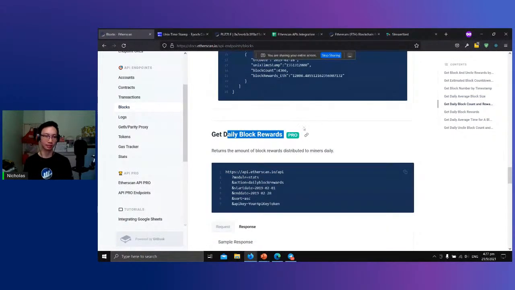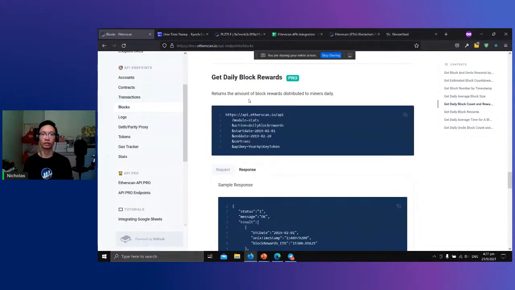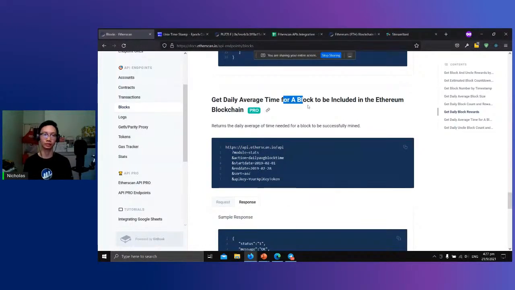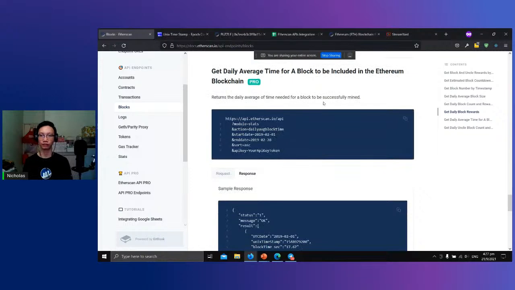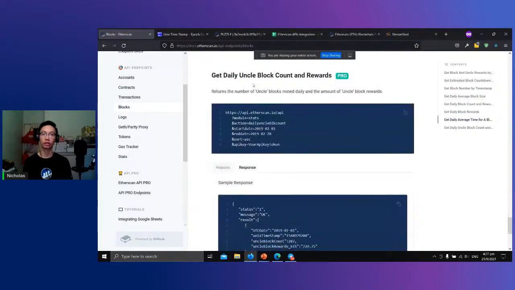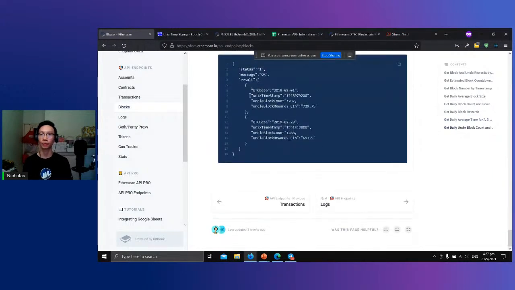Get daily block rewards, a similar thing. This is how many blocks were distributed to the miners every day within a 24-hour period. And next, get daily average time for a block to be included. This is a good metric of how congested the Ethereum blockchain is. It measures how long, on average, it takes for your block to get included in the Ethereum chain. Next, the uncle block count and rewards, similar to blocks, but this is for uncle blocks. And that is it for the block section.